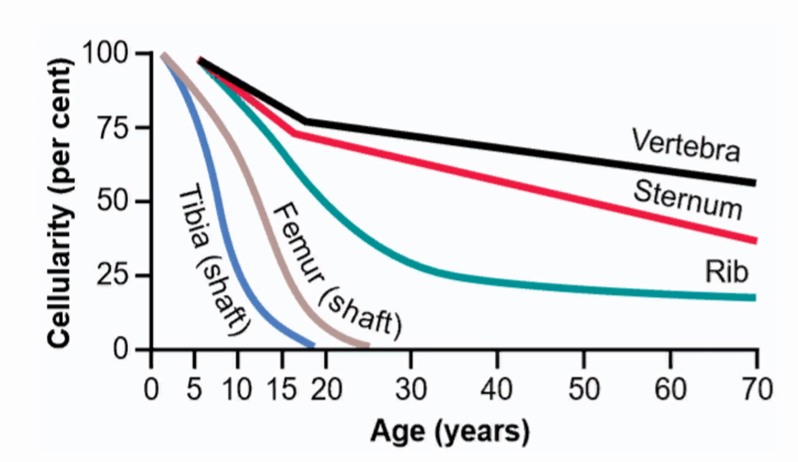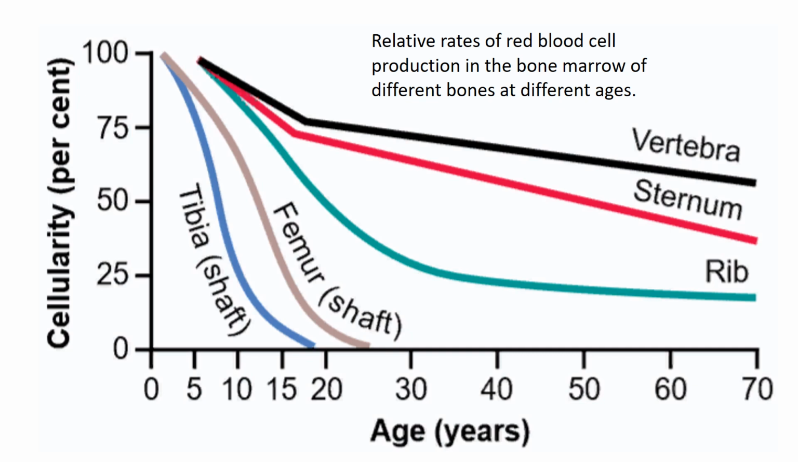Relative rates of red blood cell production in the bone marrow of different bones at different ages. As demonstrated in the figure, the bone marrow of essentially all bones produces red blood cells until a person is 5 years old. The marrow of the long bones, except for the proximal portions of the humeri and tibiae, becomes quite fatty and produces no more red blood cells after about age 20 years.